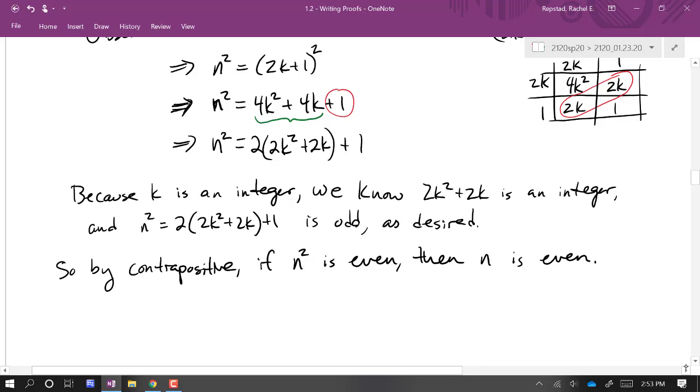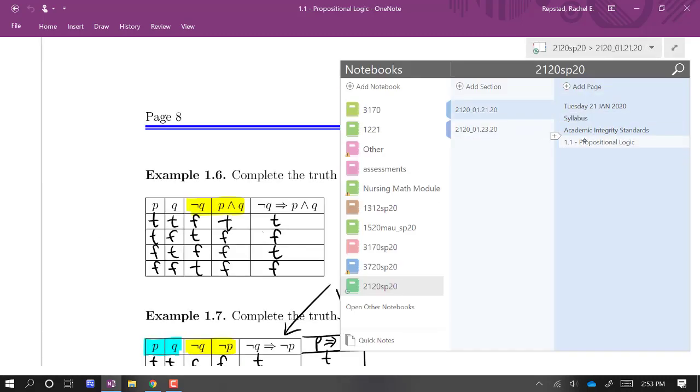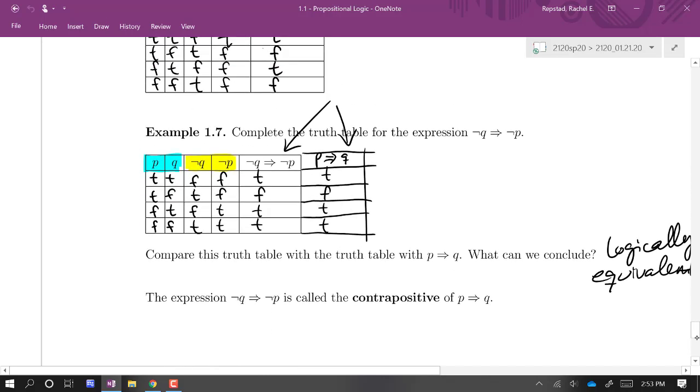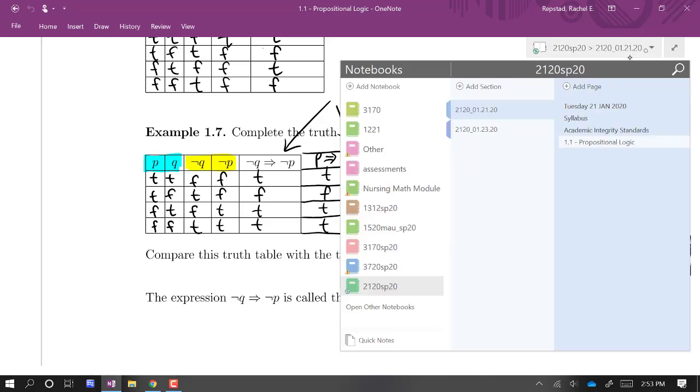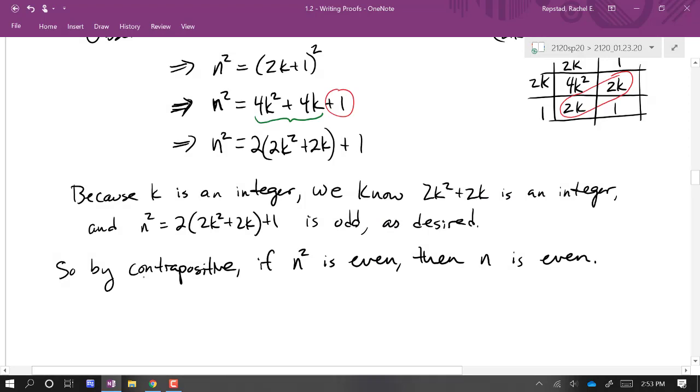How do we know for sure that the contrapositive is true? Is it just something that's generally true? Oh, well, we proved it last class. We made a truth table for P implies Q and then compared it to not Q implies not P. So they're logically equivalent. Yep. Other questions?